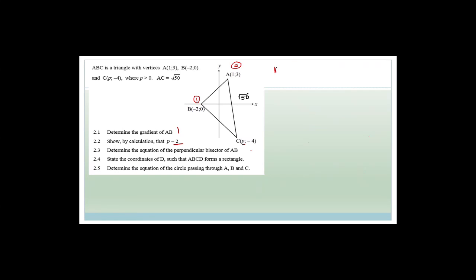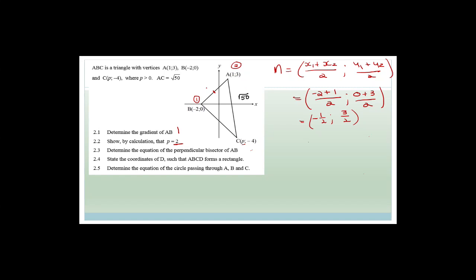So the midpoint is equal to x1 plus x2 over 2, y1 plus y2 over 2. Therefore it is minus 2 plus 1 over 2, and then 0 plus 3 over 2. Minus 2 plus 1 is going to be minus 1, so it's just going to be minus a half, over 3 over 2, well, 1.5. So that point over there, we're going to call this M, is minus a half, 3 over 2.